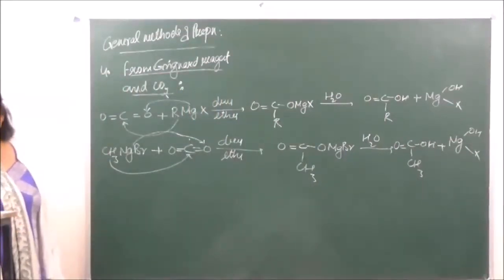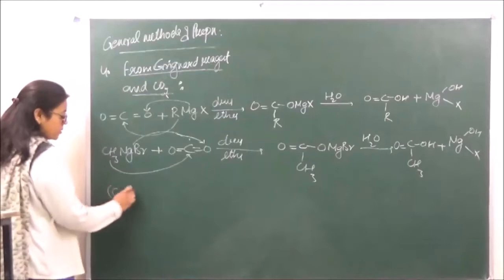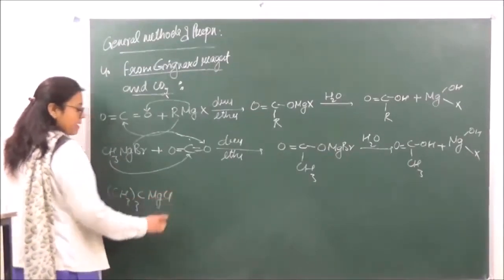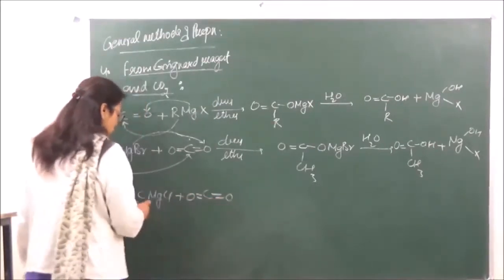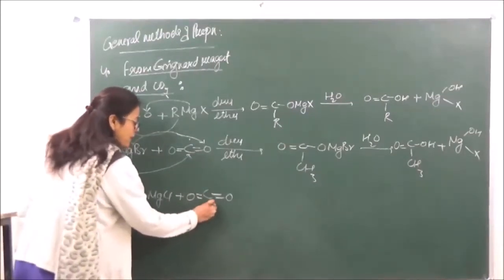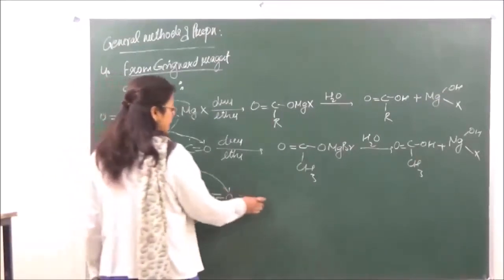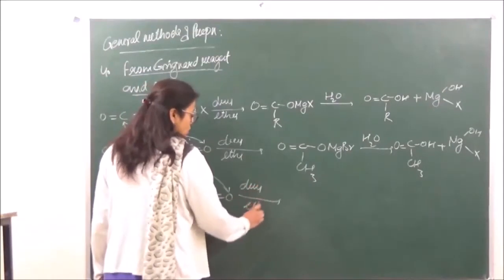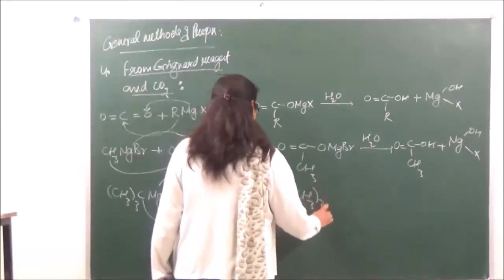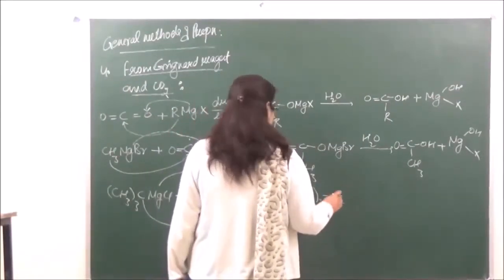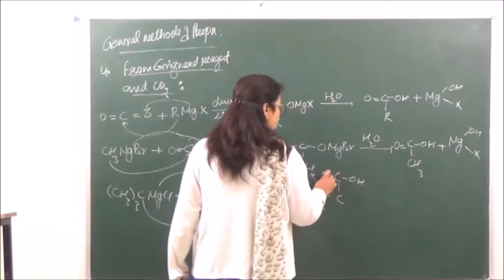Now if we are taking a tertiary Grignard reagent, that means we are taking (CH3)3C MgCl. Then what is going to be the product over here? Double bond O. This group will attack at this carbon atom and MgCl will attack at the oxygen. Again the reaction is in presence of dry ether, and this is going to give us (CH3)3C, and we have over here C double bond O.